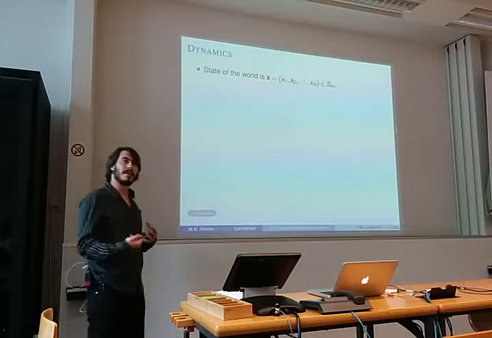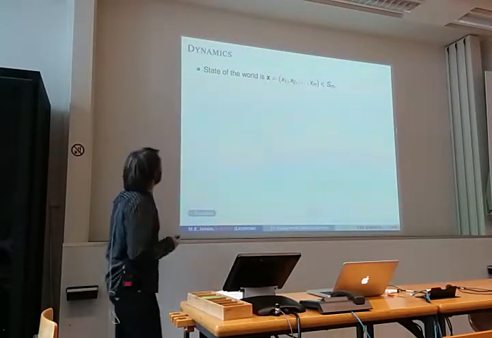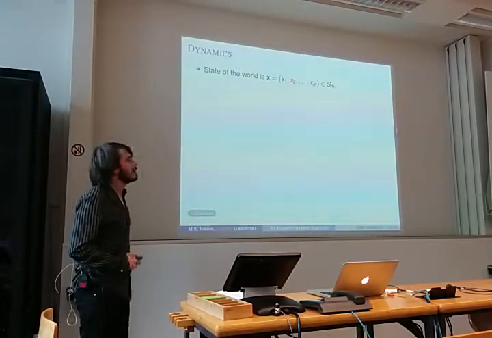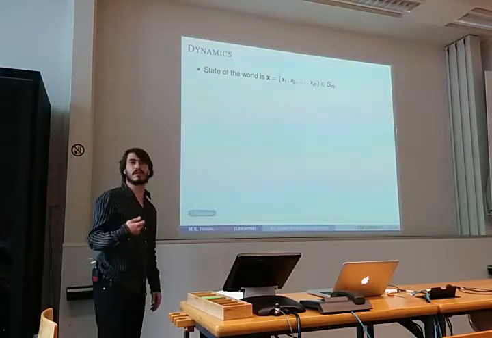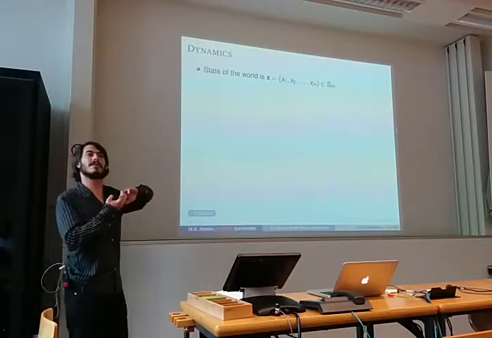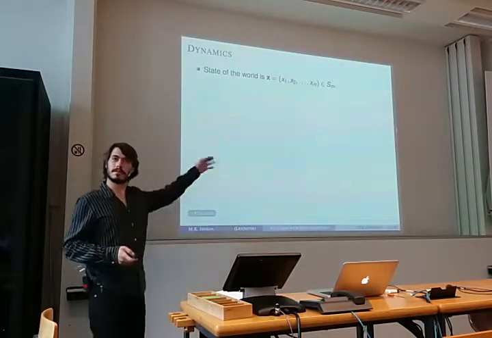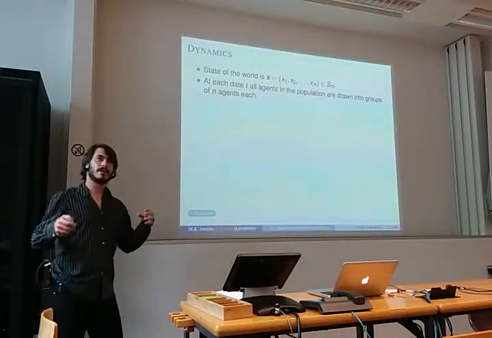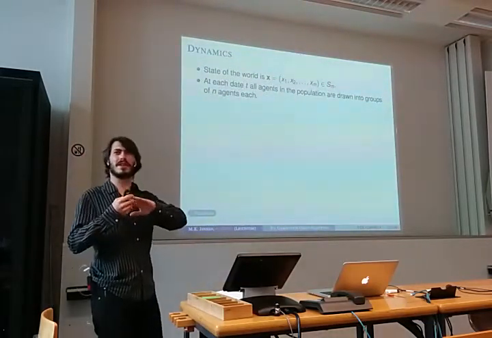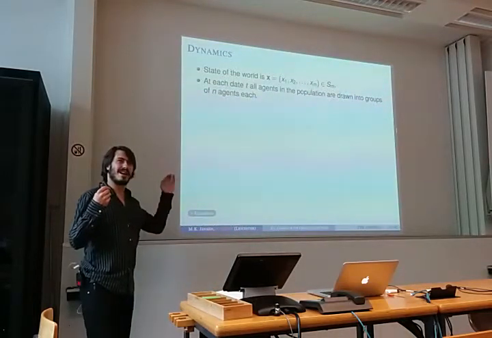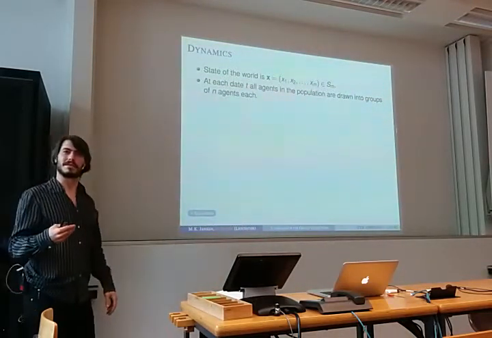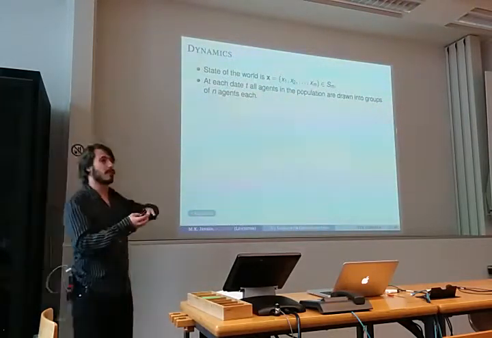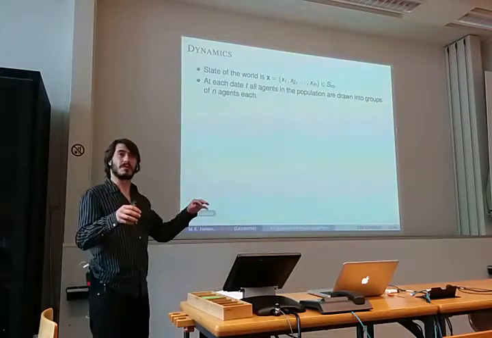Now, the dynamics, how the system evolves. We have a state of the world, where each x is the proportion of people that follow each strategy, right? So x1 is the proportion of people that follow strategy 1, and so on. Okay. At each state, you can think of that either in continuous or in discrete time, the results are going to be the same. Now, all agents are drawn into groups, so they form n-size groups.